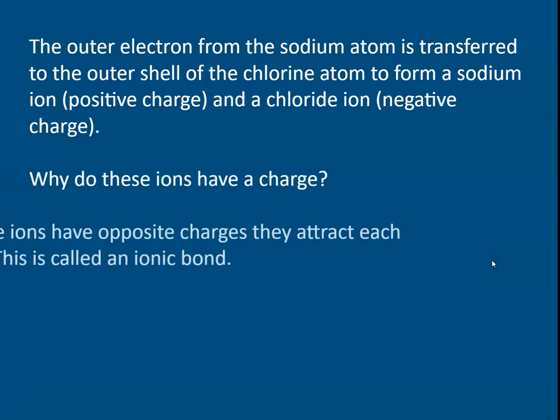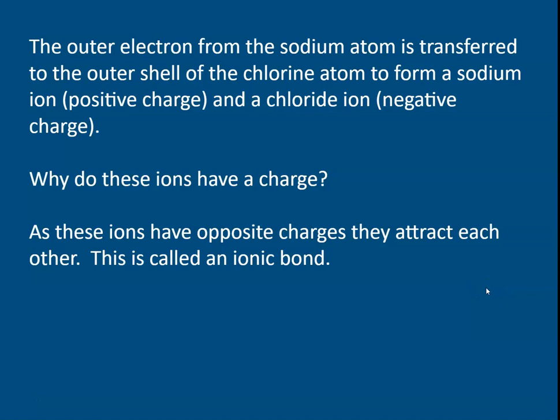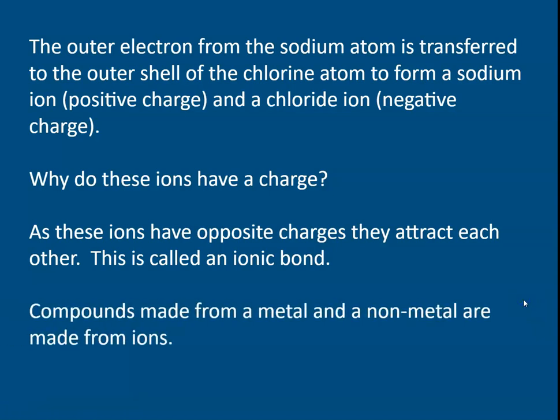Okay, we know why these ions have charge. You don't need to worry about that. But this is really preparing us for later work. But what I want you to be aware of at the moment is that these ions have an opposite charge to one another, so they strongly attract each other. And that strong attraction is called an ionic bond. And as I've said already, compounds formed from ions contain a non-metal and a metal. If you've got 2 non-metals, compounds are made up from molecules, but we'll do more about that later.